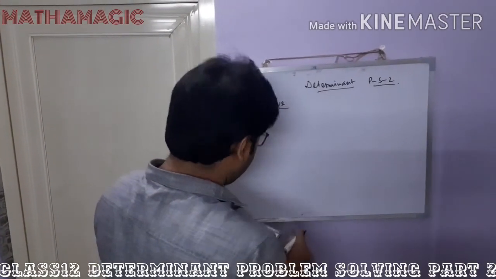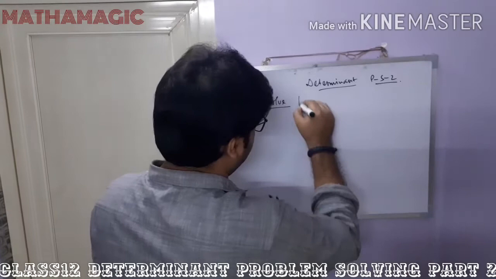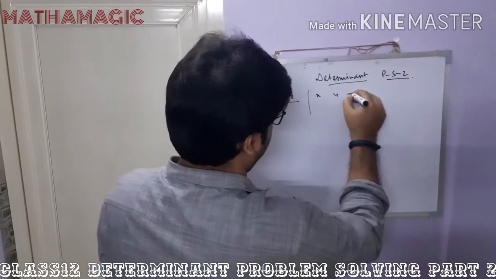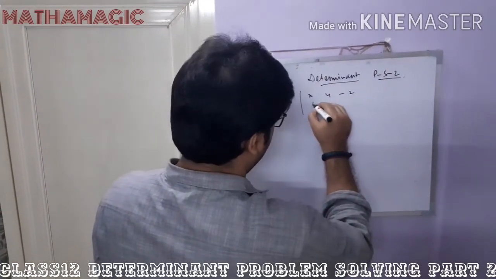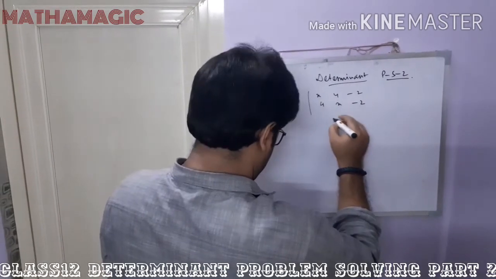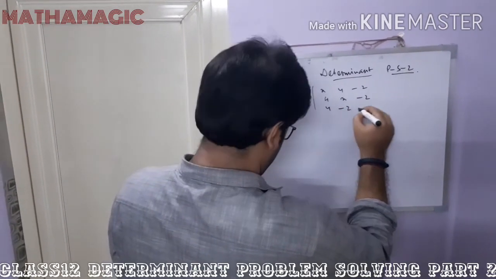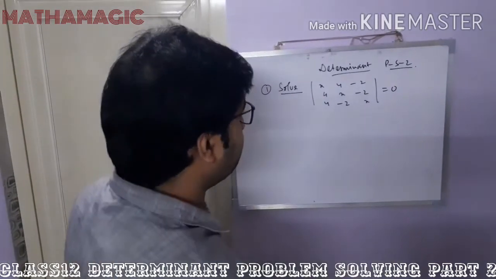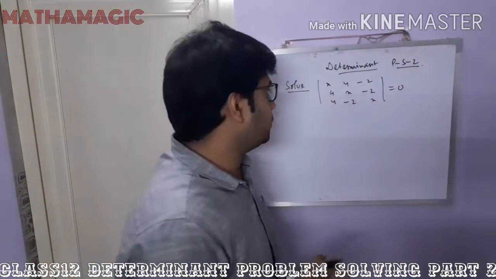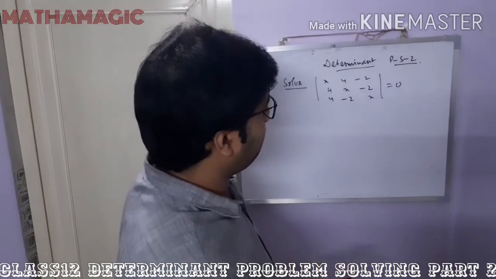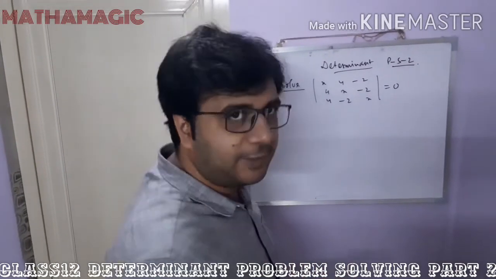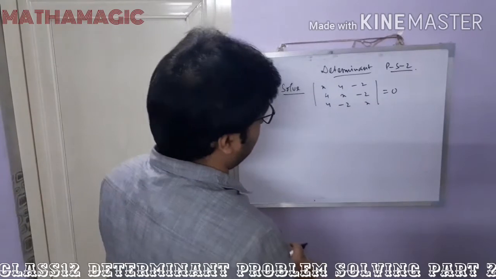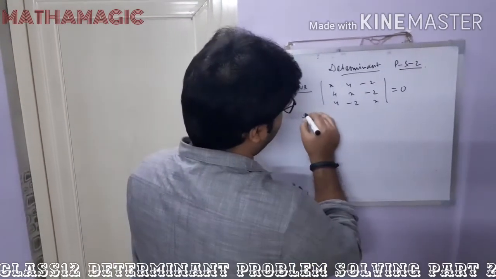In this problem it is stated that solve the determinant, that is x, 4, minus 2, 4, x, minus 2 and 4, minus 2, x is given, and this equals 0. Now we need to solve. Solve means we need to find the value of x. So in order to do that, we can use a property.